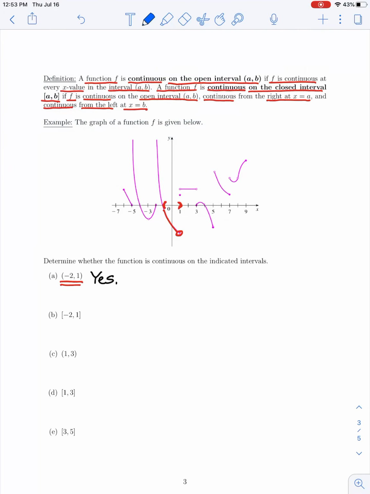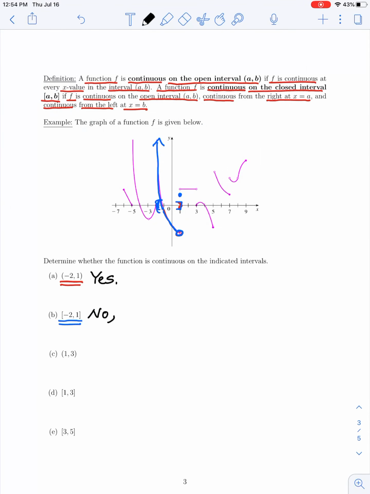Now in part B, we ask, well, what about the closed interval from -2 to 1? So if we now include our endpoints, well, we see that we have continuity everywhere from -2 up through +1. However, at our left-hand endpoint, we have a vertical asymptote. My graph appears to be increasing without bound. And at the right endpoint, we have a jump discontinuity. That is, the left-hand limit is not equal to the value of the function at x equals 1.